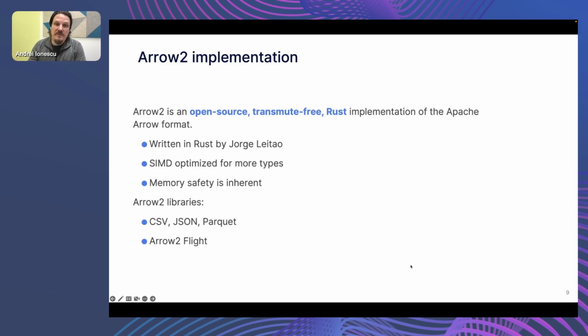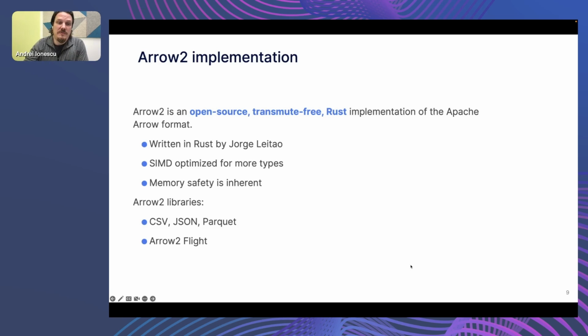Arrow2 has libraries for accessing CSV, JSON, Parquet formats. It supports the Arrow Flight RPC protocol. Development is going fast in this implementation, and it is used in Polars. And possibly in the future, it will be used in DataFusion because I've seen some works going in that direction. Now, you may wonder, why Rust?